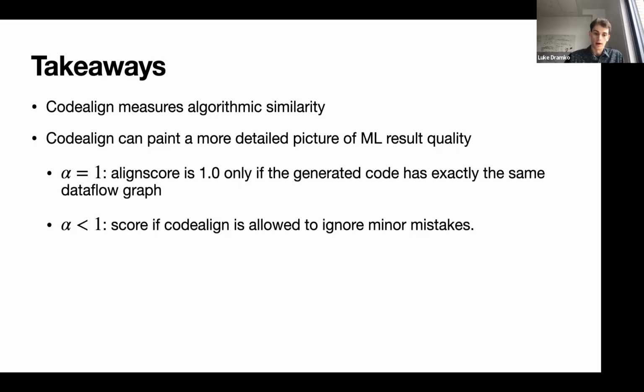And if alpha is less than 1, you can see how close the structure matches, kind of ignoring some minor mistakes. All right, so this is kind of the basic idea. There's some more complicated stuff. That's the second half of the talk, but I'll stop now, maybe for 10, 15 minutes, and see if there are any questions.